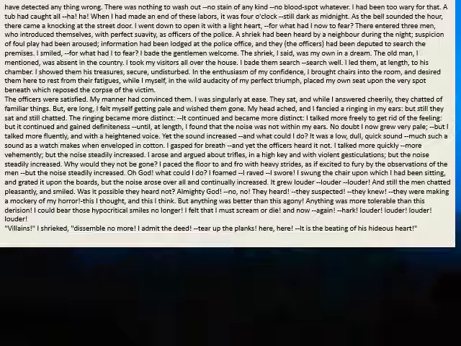This I thought, and this I think. But anything was better than this agony. Anything was more tolerable than this derision. I could bear those hypocritical smiles no longer. I felt that I must scream or die. And now, again, hark, louder, louder, louder, louder. Villains, I shrieked, dissemble no more. I admit the deed. Tear up the planks. Hear, hear, it is the beating of his hideous heart.